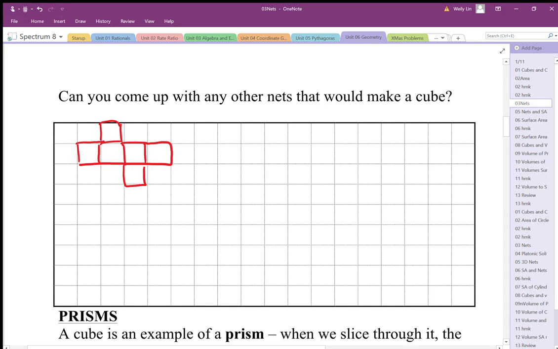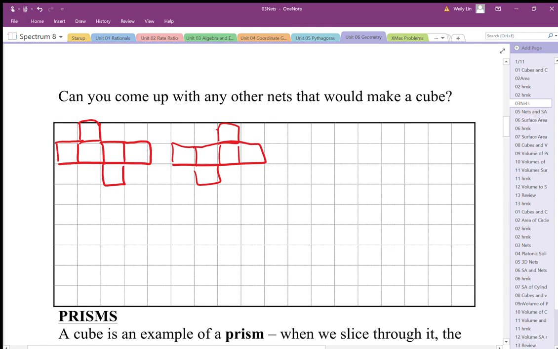Now, some of these are just mirror images of each other, and we don't consider these different. I'm just going to move this along. If I draw a net like this, it's actually considered the same net because they're just mirror images of each other, or they could also be rotations of each other. I'm going to go over the ones where we can categorize these a little bit.